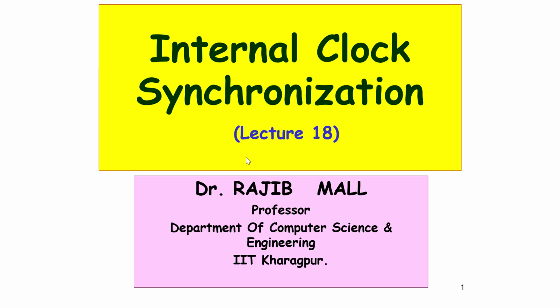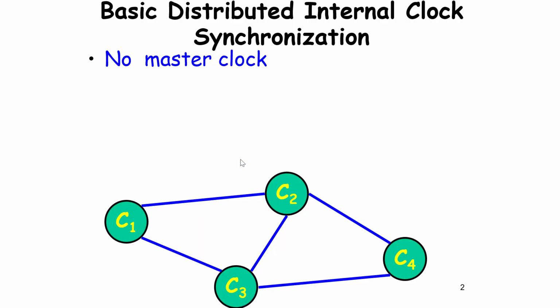Welcome to lecture 18. In this lecture we will discuss methods for internal clock synchronization. In this case there is no master clock or global respected and acknowledged time base. So we have different processes with their internal clocks. We assume they are connected to each other, in the sense two processes have a channel to each other, and then they can decide on an internal time.